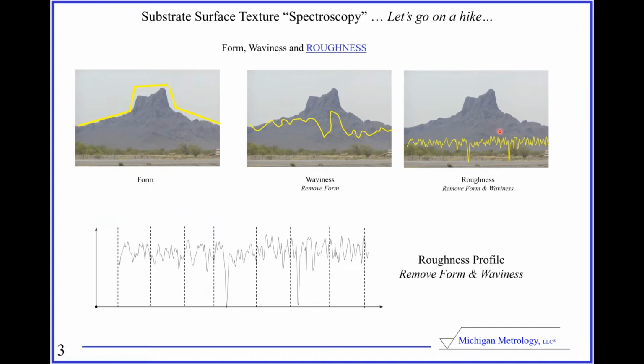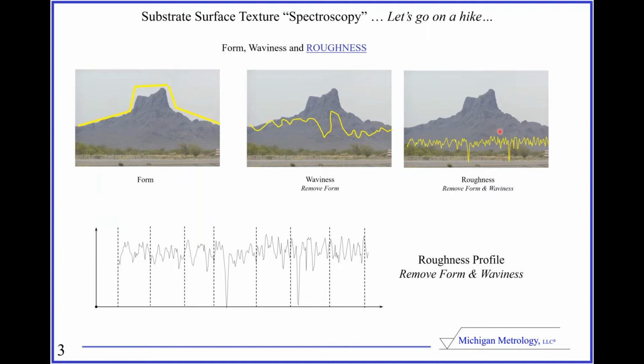And this is true in any surface challenge, any surface application. The first question should be, what spatial wavelengths do I need to measure based on the application? And then once I've decided what spatial wavelengths I need to measure, what's the amplitude, the slope, all the different parameters we can discuss.